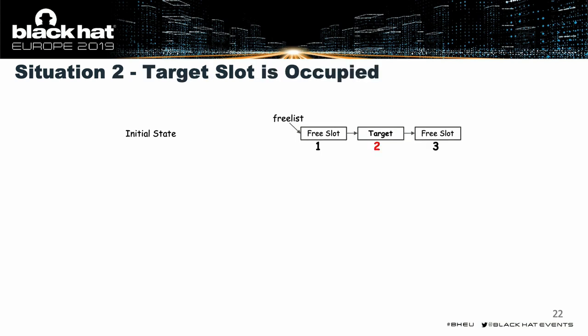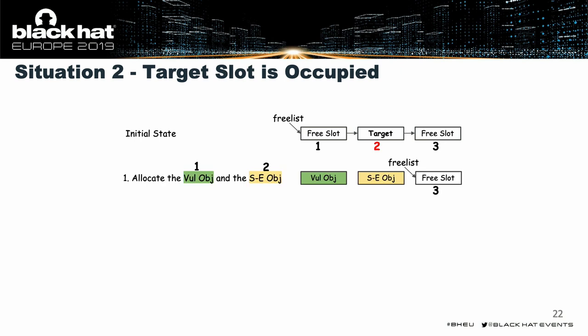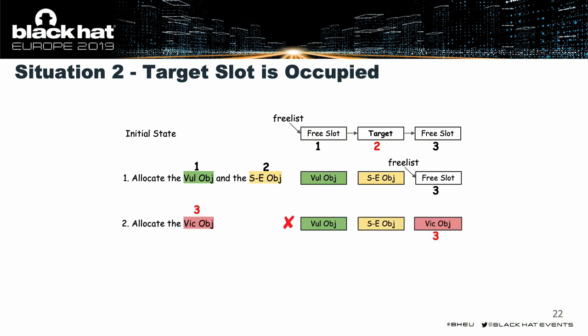While it's easy to deal with the first situation, it requires some tricks to handle a second situation where the target slot is occupied. Assume that our target is the second slot in the list. Let's see why the victim object cannot possess our target slot. In the first step, we allocate the vulnerable object along with the side effect object, which occupies our target slot. When allocating the victim object in the second step, obviously we cannot obtain the desired layout. The reason is there are too many allocations before the victim object.